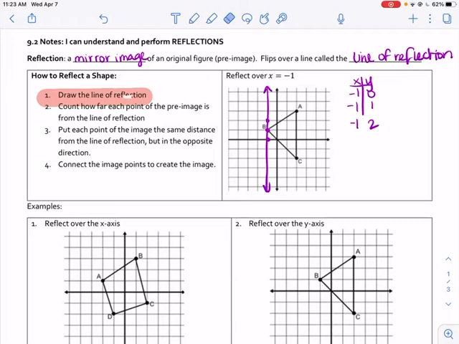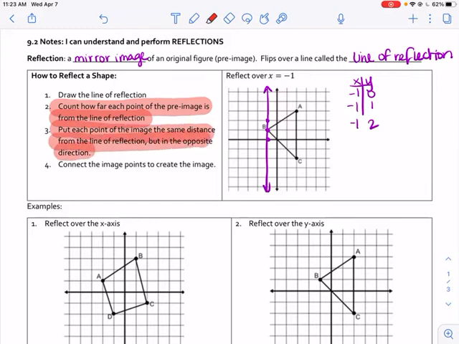Next, we're going to count how far each point of the pre-image is from the line of reflection. And I'm going to do each point individually, so we're going to do steps 2 and 3 kind of at the same time. Then we'll put each point of the image the same distance from the line of reflection, but in the opposite direction. So let's go ahead. I'm going to start with B because it's actually on the line of reflection, so it's 0 away. Because it's 0 away, that same point is going to be my B prime.